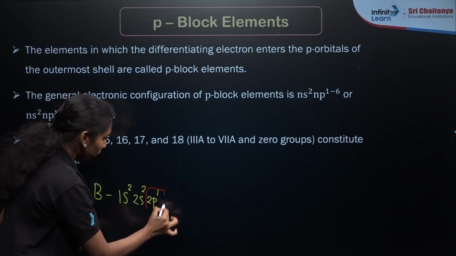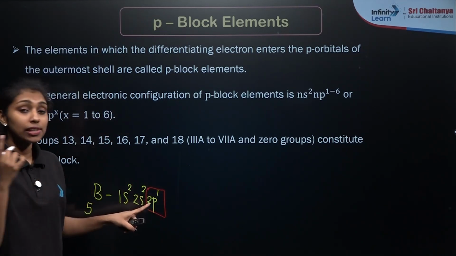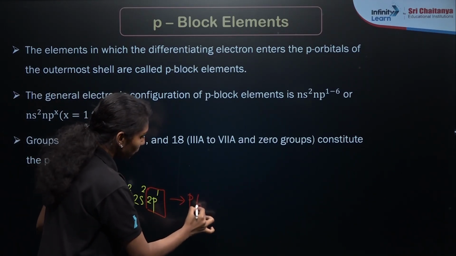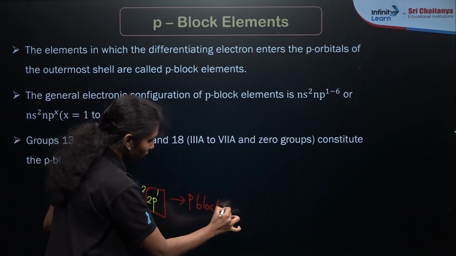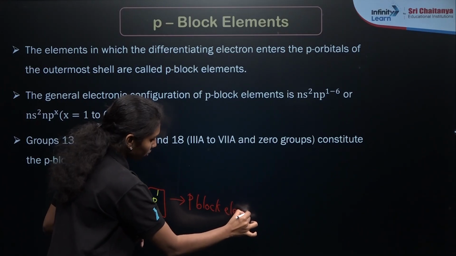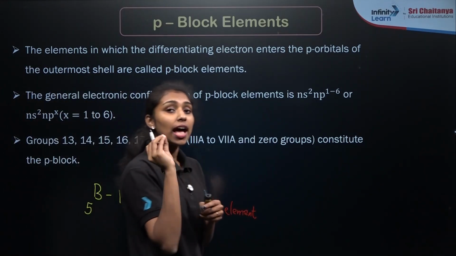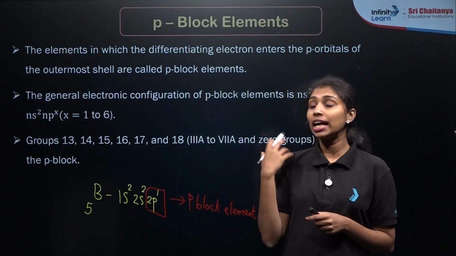This is the valence electron. One electron, the last electron, is entering into the p subshell. So this is a p block element, p orbital or p subshell. In general, we can define the block of any element by which subshell the last electron or the valence electron is entering.